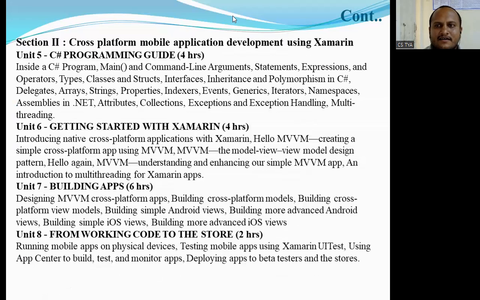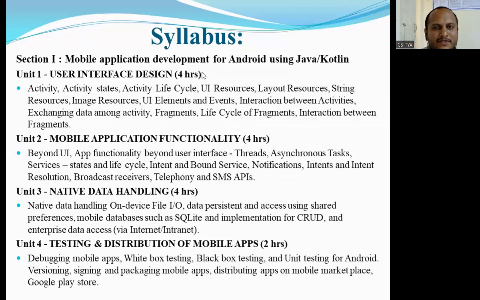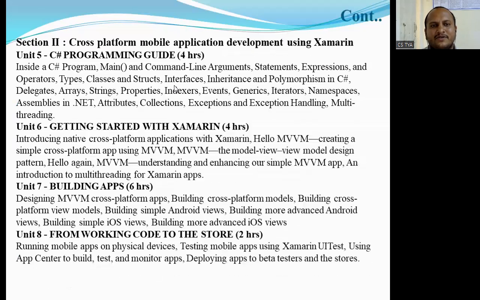In the second section, we have cross platform mobile application development using Xamarin. See, the first section is related to mobile application development for Android. Here we will develop the Android app using the Java language, and in the second section we will use the cross platform. Here we replace the Android operating system with cross platform mobile application development using Xamarin. Xamarin is one of the platforms. They replace the Android platform with Xamarin.